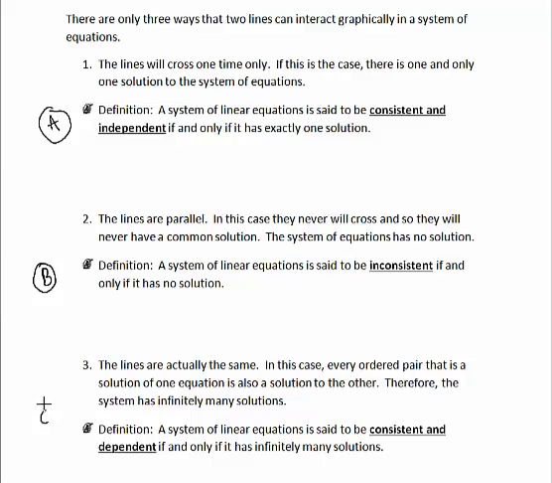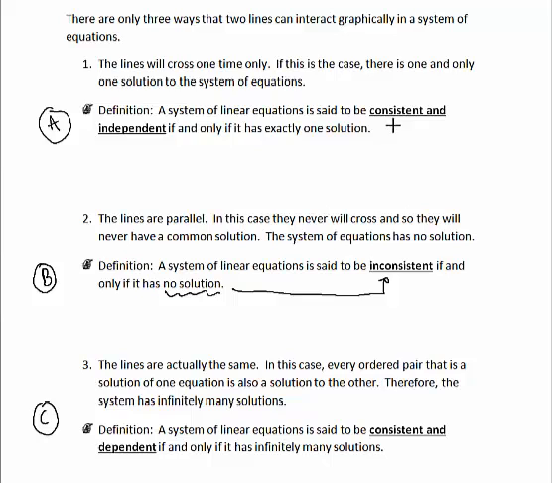And then finally, if they are identical lines, part C from the previous page, then we call the system consistent and dependent. Okay, so I suppose the easiest way to memorize this is if there's no solution, then the system's inconsistent. Okay, but the other two examples, 1 and 3, they do have solutions. So we call them consistent.